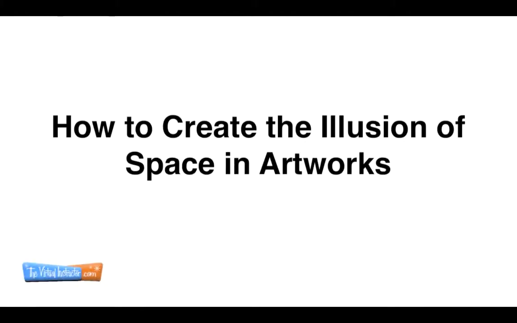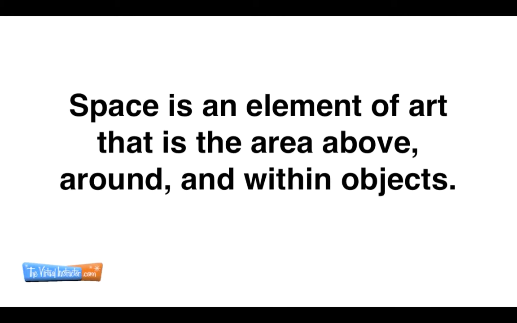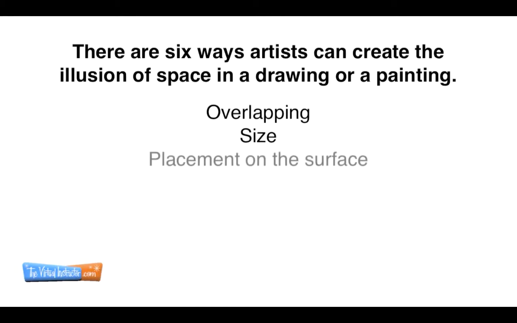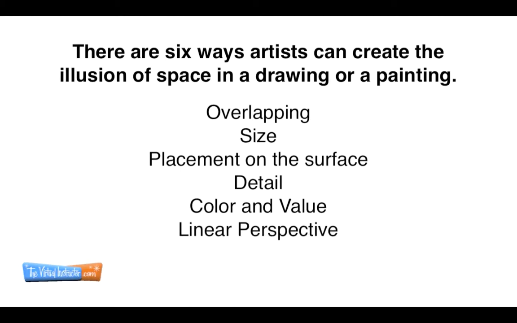How to create the illusion of space in artworks. Space is the element of art that is the area above, around, and within objects. How do you do this? Well, there are 6 ways an artist can create the illusion of space in a drawing or painting: overlapping, size, placement on the surface, detail, color and value, and linear perspective.